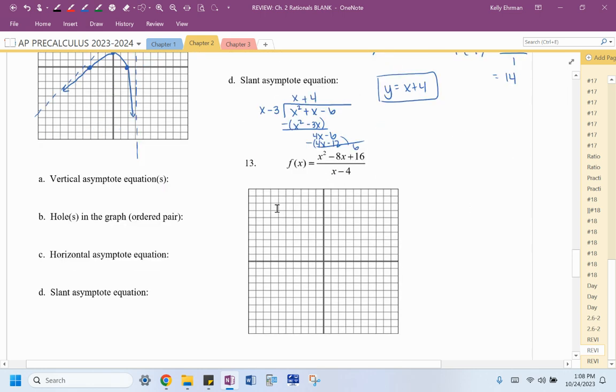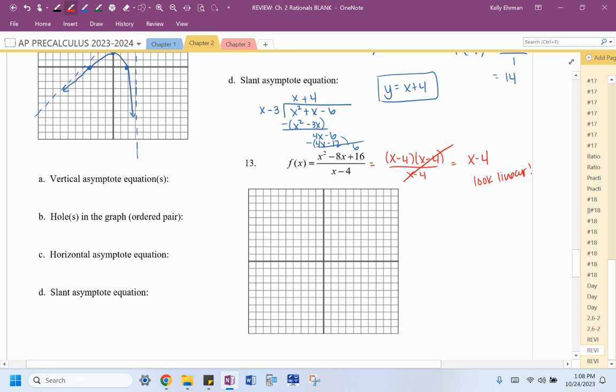All right, number 13, I just rearranged this so it all fit on the same side of a page. So let's factor what we can for this. This is x minus 4 times x minus 4 over x minus 4. So this denominator completely cancels out, and this graph should look linear. It's not actually linear, but it looks linear, which means it's really easy to graph.